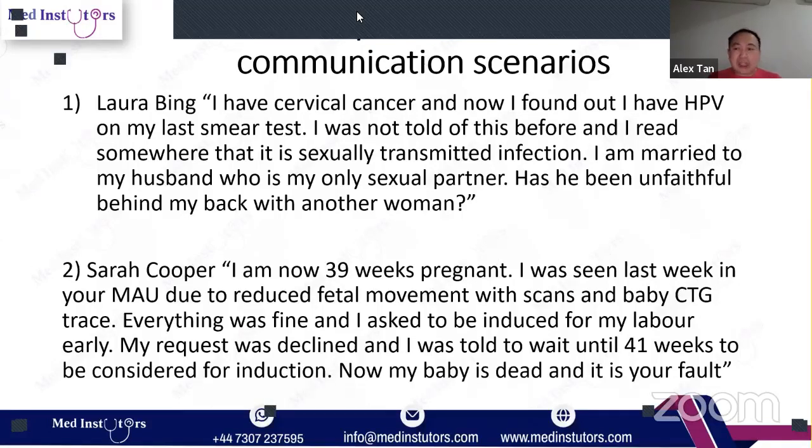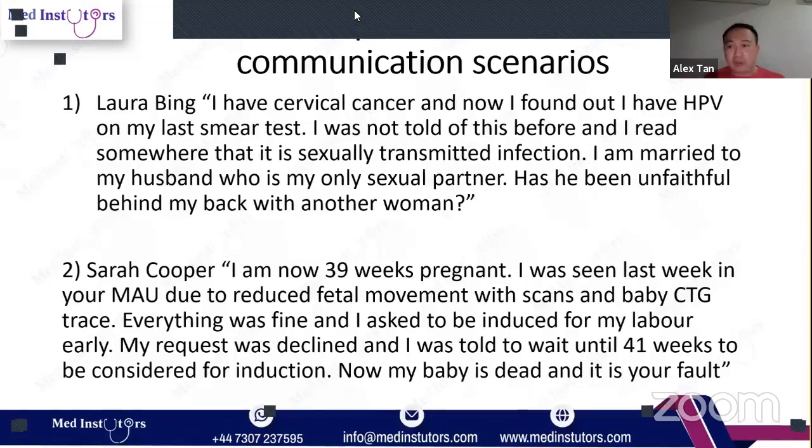Okay. So next one is obstetrics. Sarah Cooper. I am now 39 weeks pregnant. I was seen last week in MAU, the maternity assessment unit, due to reduced fetal movement with scans and CTGs. Everything was fine. And I was asked to be induced for my labor early. My request was declined by the doctors or midwife. I was told to wait until 41 weeks and to consider an induction by then. You came back and now you found the baby has died, and it's your fault.